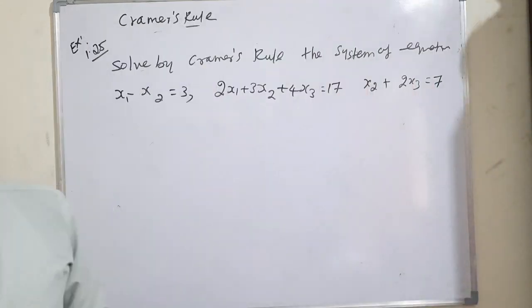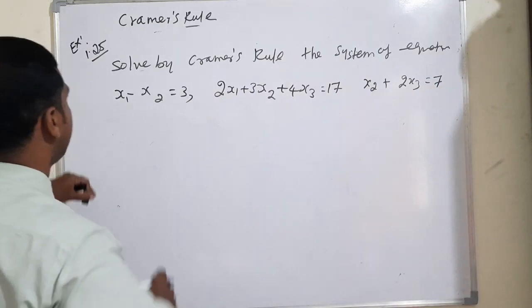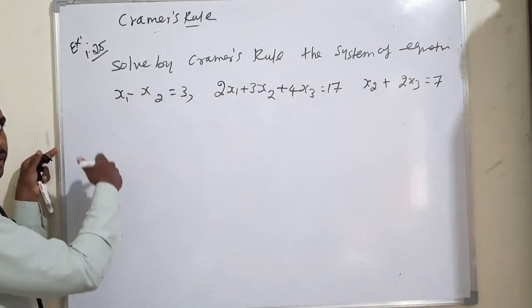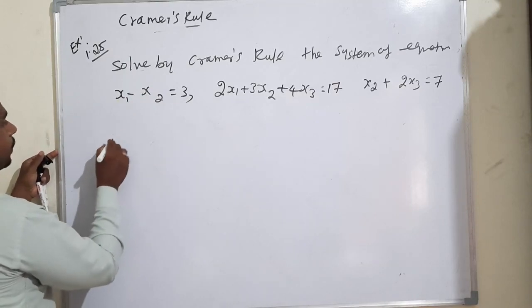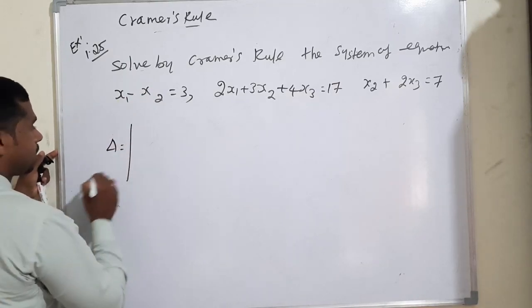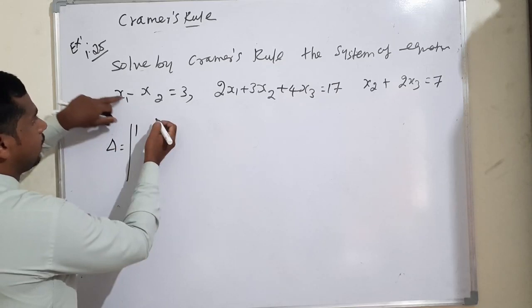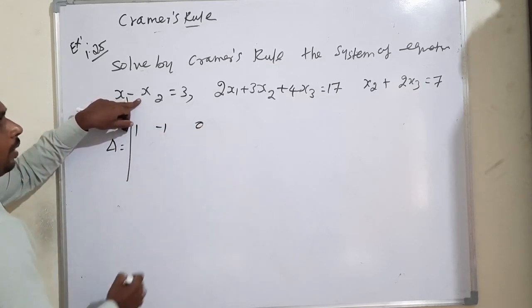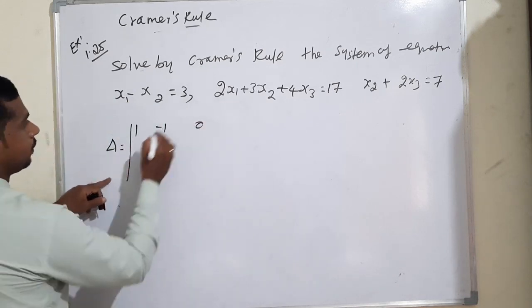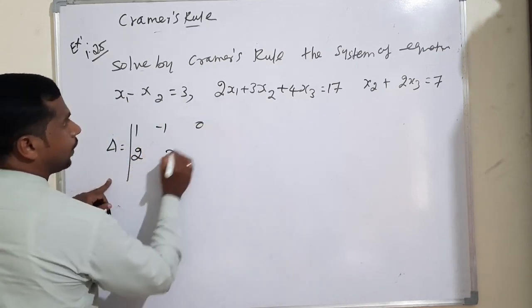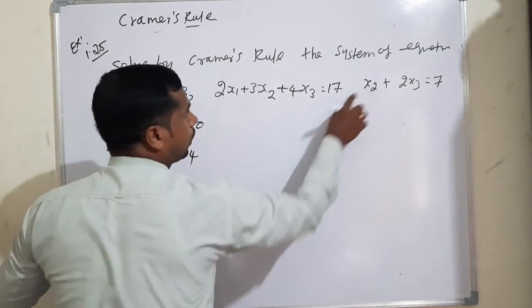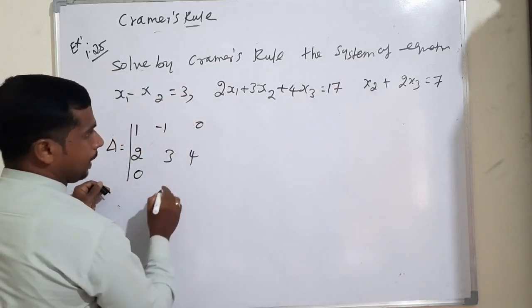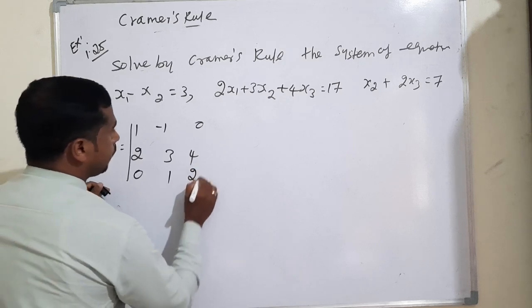Okay, so listen. In the first equation, x1 and x2 are present, x3 is not available, so we can write it as 0. We need to find del, which means a determinant. For x1 the value is 1, x2 is minus 1, x3 is 0. As well as the second equation: 2, 3, and 4. Next one, x1 is not available, so we write 0, then x2 is 1, x3 is 2.